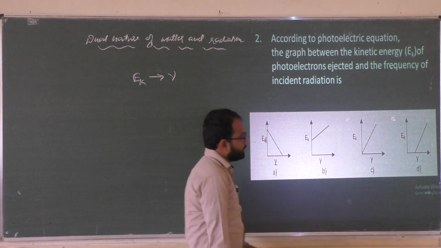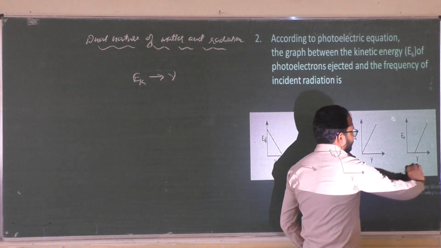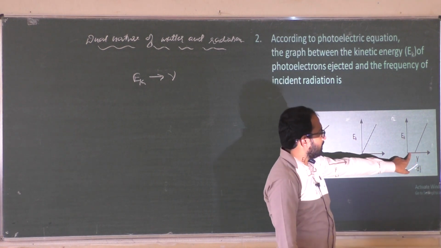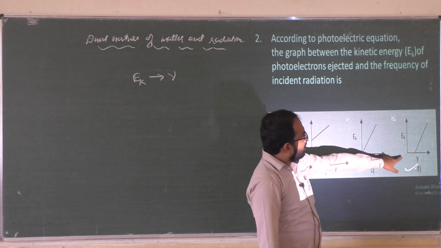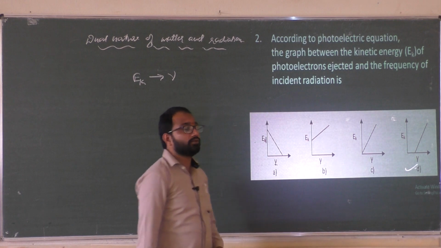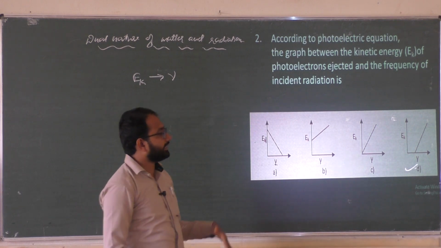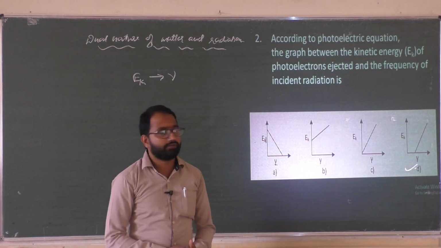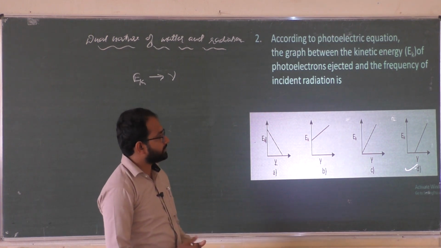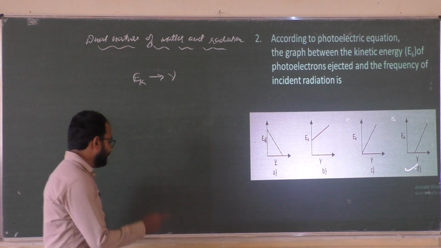Okay, so therefore the correct option is 4, right? If you go on increasing the frequency from 0, after the threshold frequency, the kinetic energy of emitted photoelectrons is directly proportional to the frequency of incident photons. The correct option is 4, D.